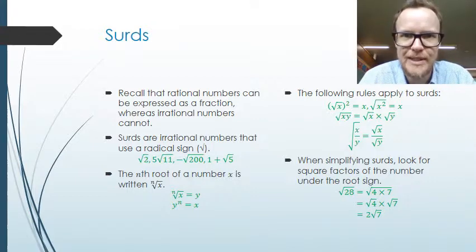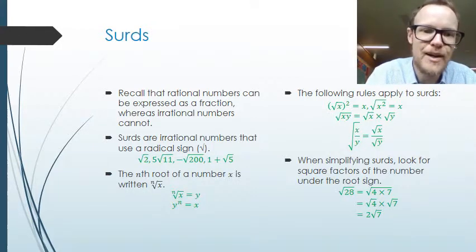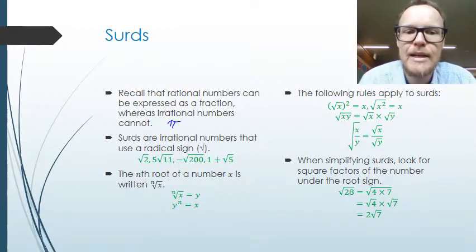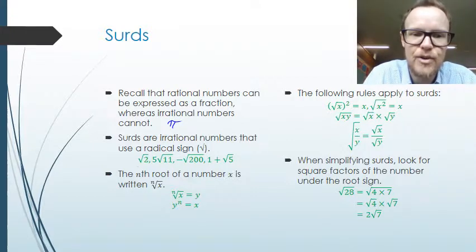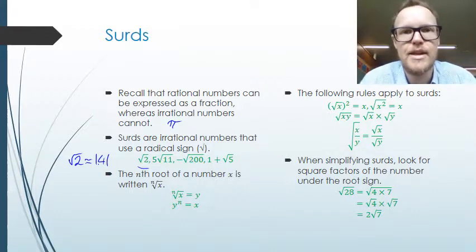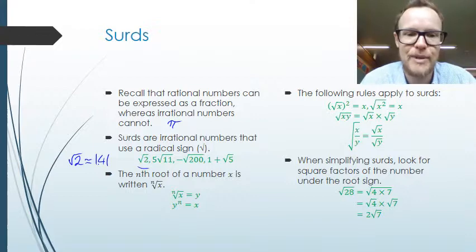Irrational numbers cannot be expressed as a fraction. Some examples of irrational numbers include pi. Pi is an irrational number. You also might have seen the golden ratio is an irrational number, and surds are also irrational numbers. So they use a radical sign. We've got root 2. Now root 2 is about equal to 1.41, but it's a decimal that is non-terminating and non-repeating. So it goes on forever and it does not repeat.